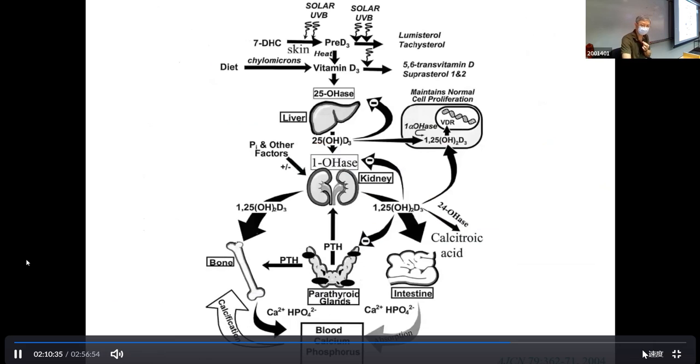This is a different diagram, but showing you the same information regarding how we eventually get the active vitamin D, and that is 1,25-hydroxy. As mentioned, 1,25-hydroxy will act on different organs, and the three organs that we are focusing on will be the intestine, bone, and the parathyroid gland.